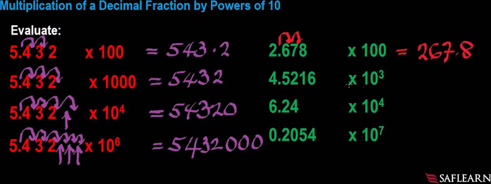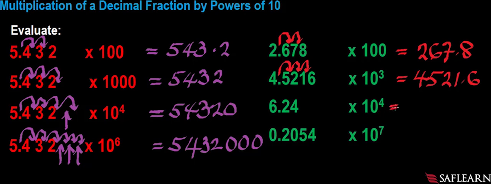Here we're multiplying by 10 raised to power 3, so we'll move the decimal point 3 spaces to the right. So that would be 1, 2, and 3, and we place our decimal point between 1 and 6. So our answer will be 4, 5, 21.6. Okay, now what happens here?